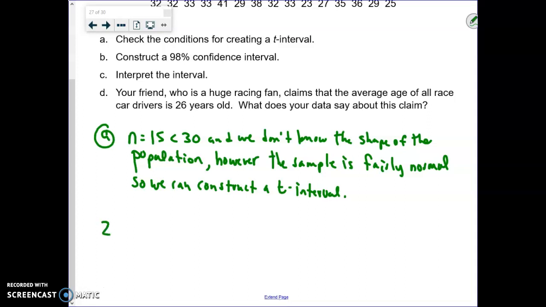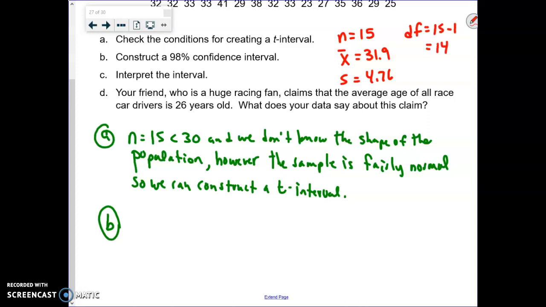So now, for B, let's go ahead and construct a 98% confidence interval. Well, again, I'm going to use the information from the problem. We know that our sample size is 15. The sample mean was 31.9. The sample standard deviation was 4.76. Now that means that the degrees of freedom, which would be 15 minus 1, is 14. And all we need left now is to figure out what the critical value, t of alpha divided by 2, is. Well, let's go use our stat app one more time.